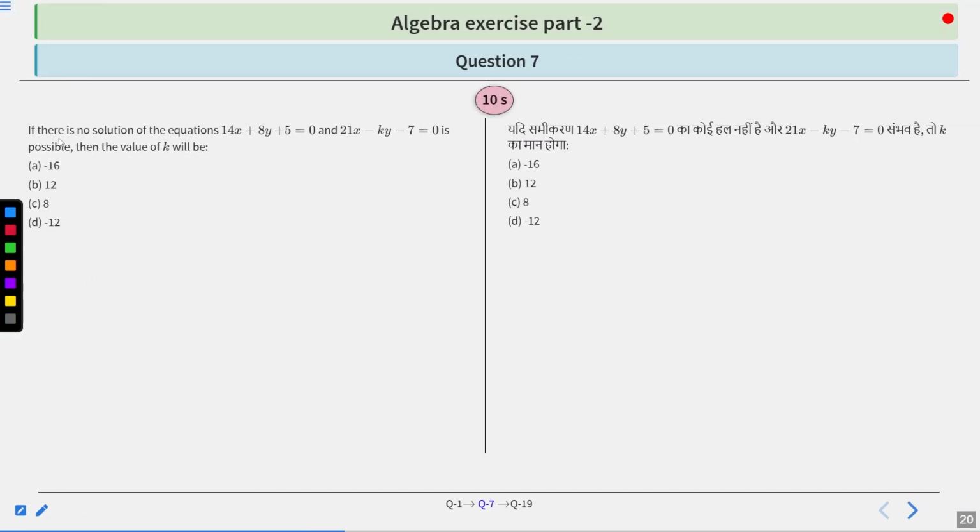Next question is, if there is no solution of the equations 14x plus 8y plus 5 equal to 0 and 21x minus ky minus 7 equal to 0, then the value of k will be. Options are option A minus 16, option B 12, option C 8 and option D minus 12. These are the options. And I'm giving you 10 seconds to find out the correct answer. After that, I will do the solution.